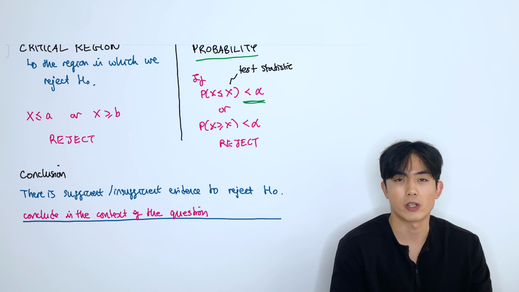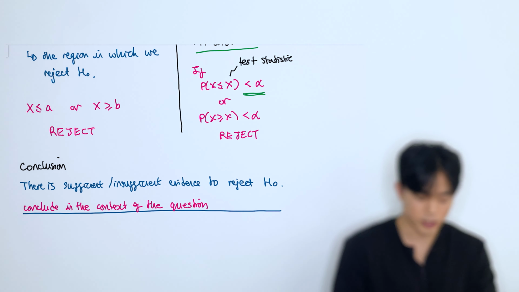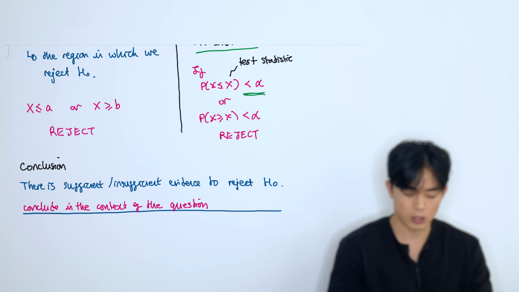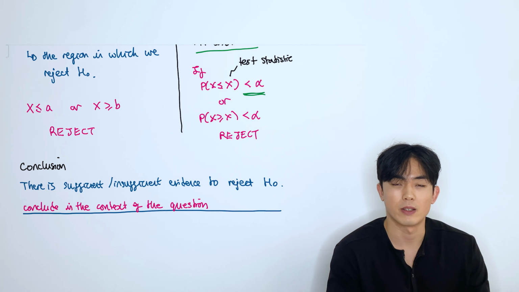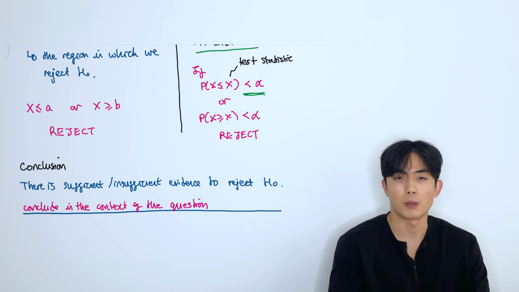And in the exam, they just want a specific way for you guys to write it. So the first sentence should always be, there is sufficient or insufficient, depending on whether you reject or not reject, evidence to reject H0. And then we write a line concluding it, but in the context of the question. So there might be P as the probability of disease happening. You have to write it in the context of that question. So it differs depending on the question type.